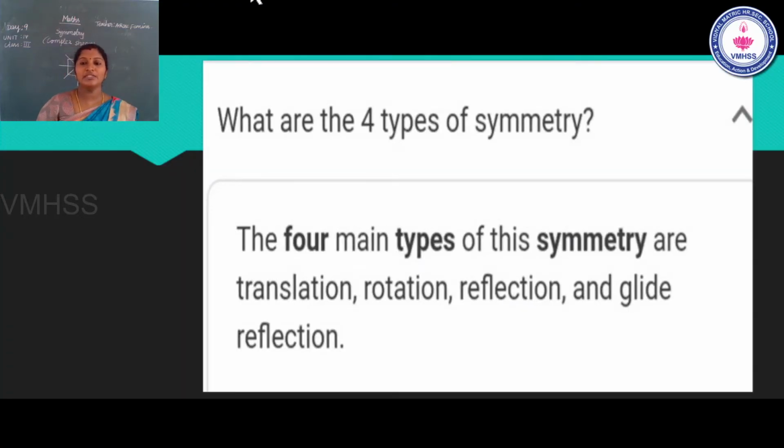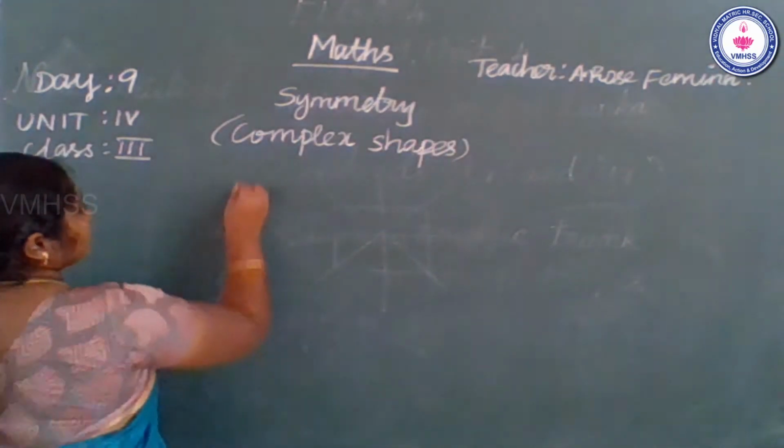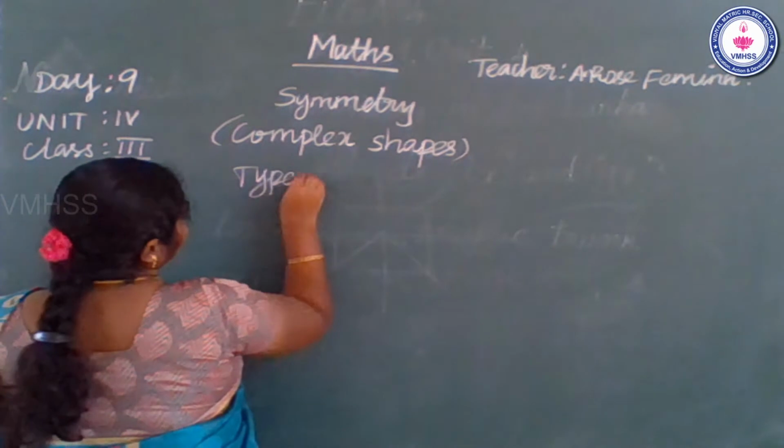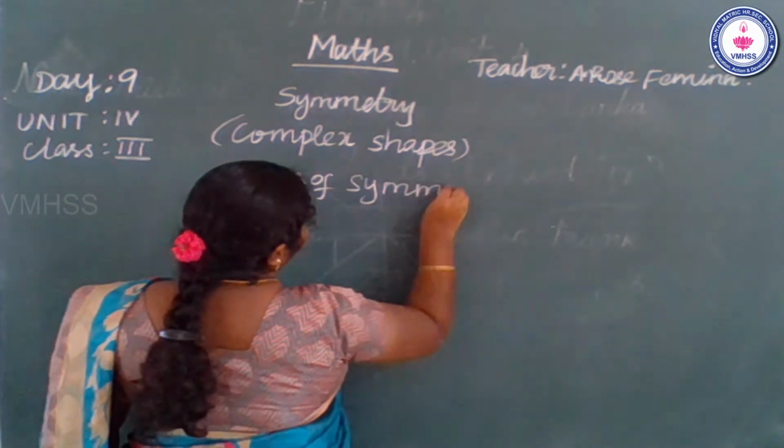So, what are the four types of symmetry? You already know what are the four types of symmetry. The four main types of symmetry are translation, rotation, reflection and glide reflection. See the board. Types of symmetry.